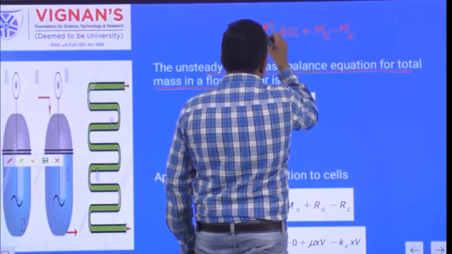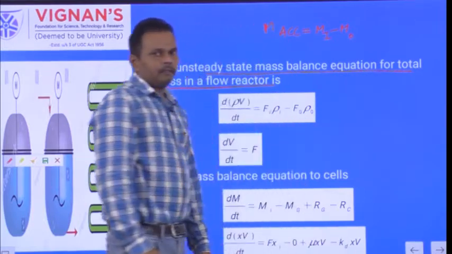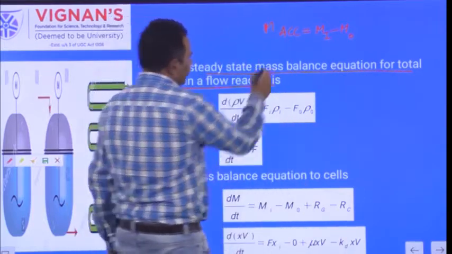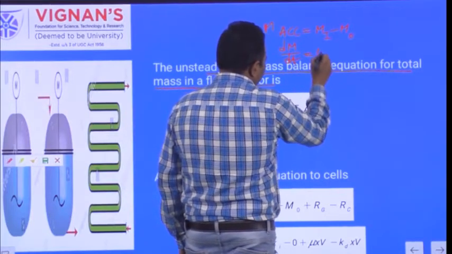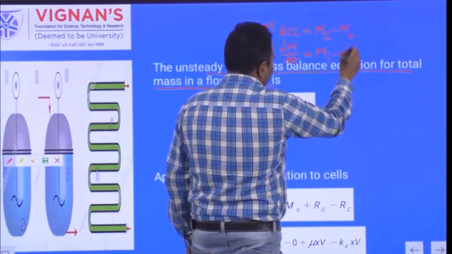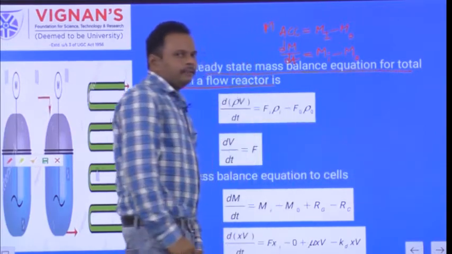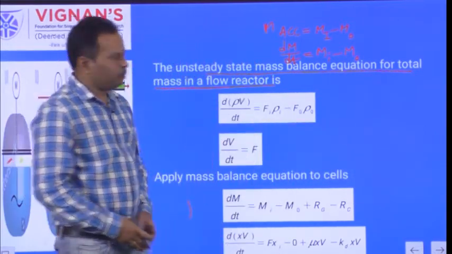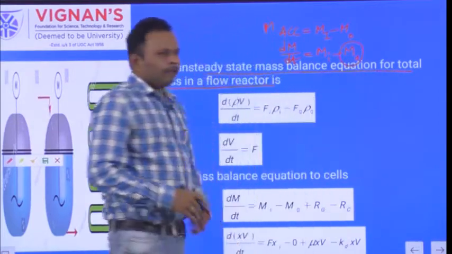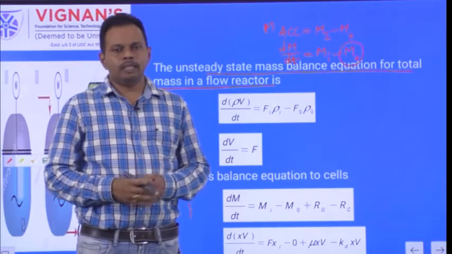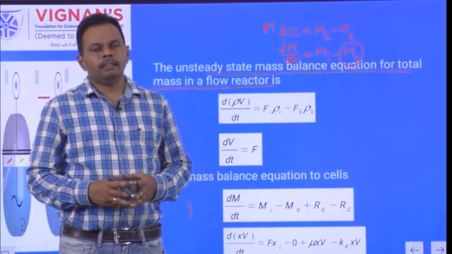Mass accumulation is equal to mass in minus mass out. This can be written as dm by dt, the total mass accumulated, is equal to total mass in minus total mass out. The mass generation and mass consumption are both included in this out. So whenever you apply the total mass balance equation, only three terms come: accumulation, the mass in, minus mass out.